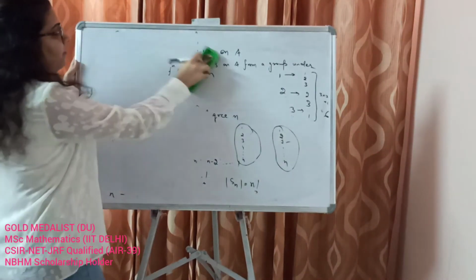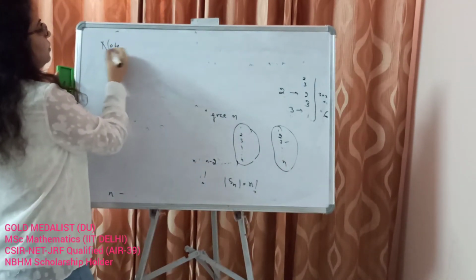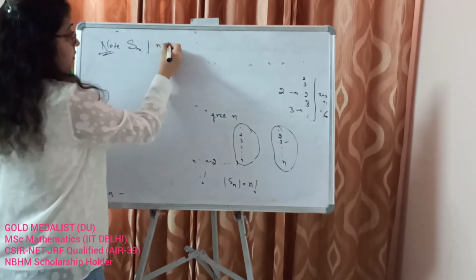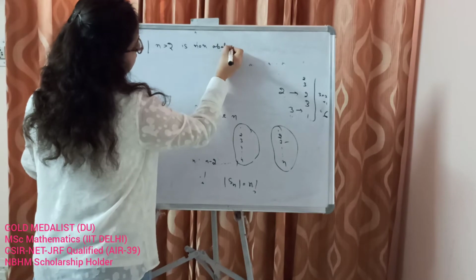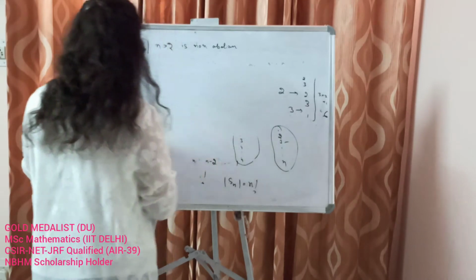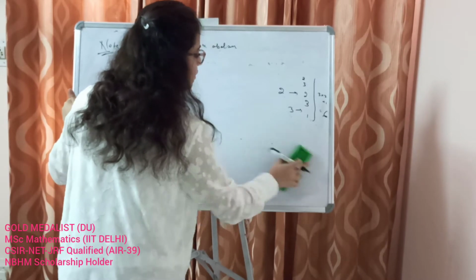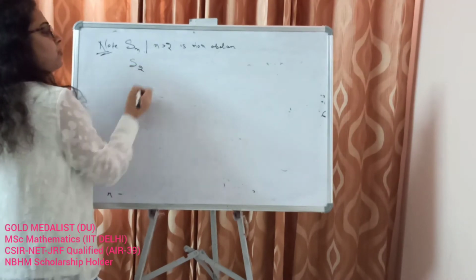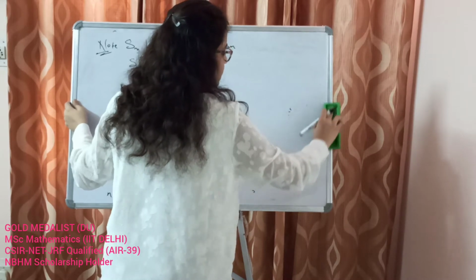Note that this is a special point to be noted. Sn for n greater than 2 is non-abelian. That means you will find at least one pair of elements for which the permutations do not commute. At least 2 permutations. We will come to S2 also. In S2, each and every element commutes with each other. There is a reason why it happens.